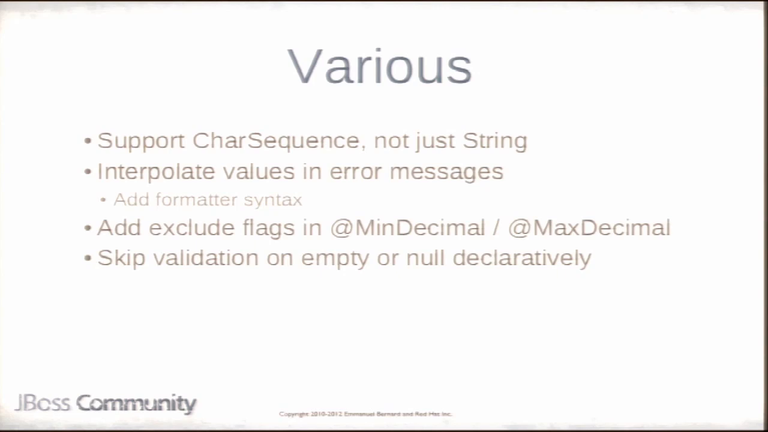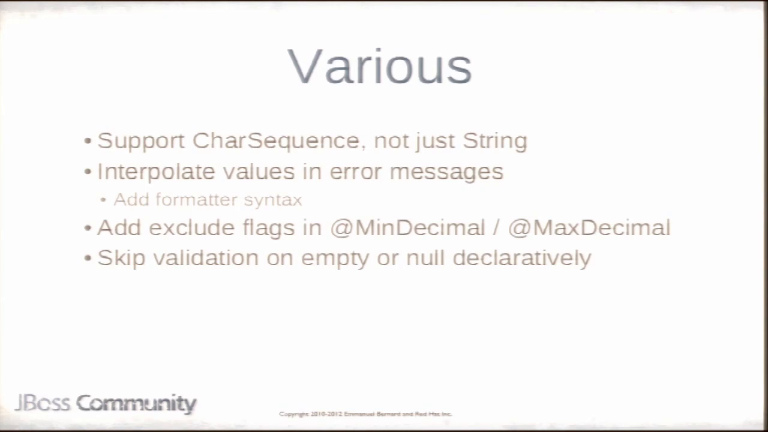Interpolations is being improved. Instead of being able to, well, A, have a template, which is already supported, B, receive the actual value of the constraint parameters, which is also supported, you can also receive the improper value and display it in the message. And we're going to add the Java formatter syntax into the mix here. The other features are min decimal and max decimal now have an exclude flag to be able to exclude the boundaries when you go and validate things.